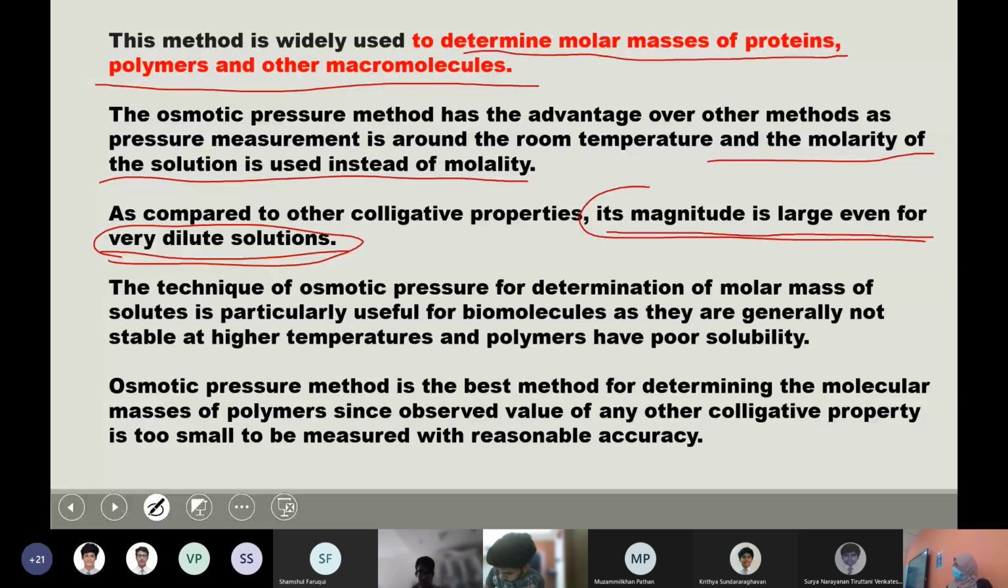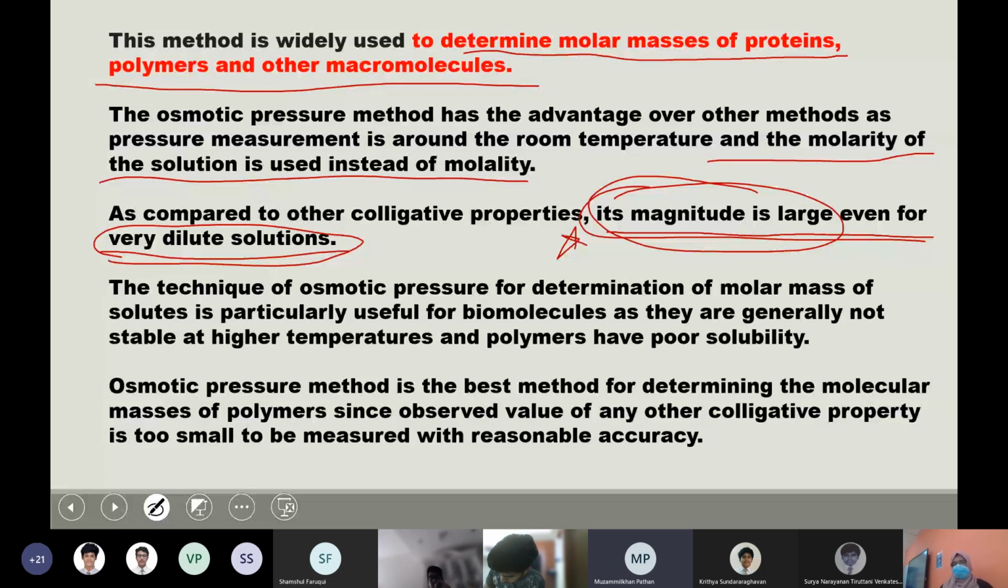But compared to the other two methods, osmotic pressure is easier because here the magnitude is large enough to measure accurately even when the concentration is very low. So that is the main advantage of the osmotic pressure method, that the magnitude is large enough even for a very dilute solution. This is only for osmotic pressure, compared to the other colligative properties.